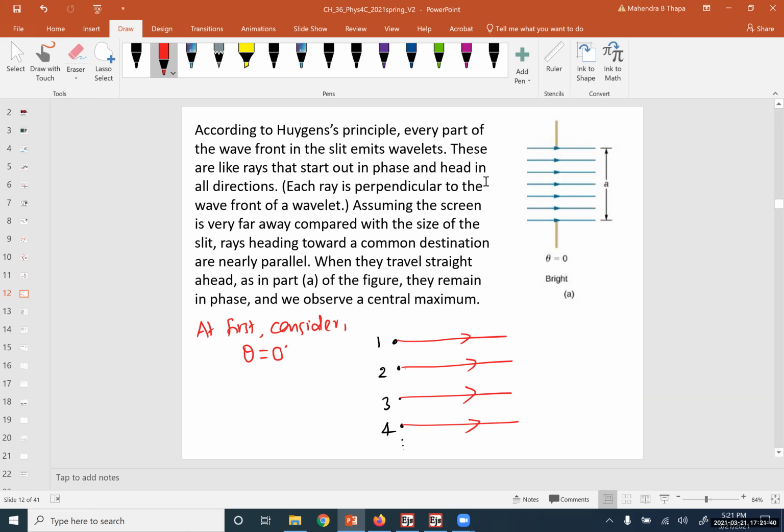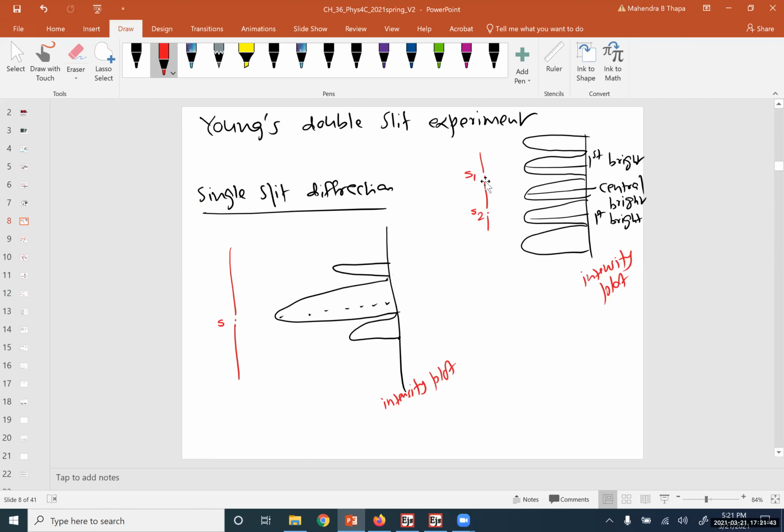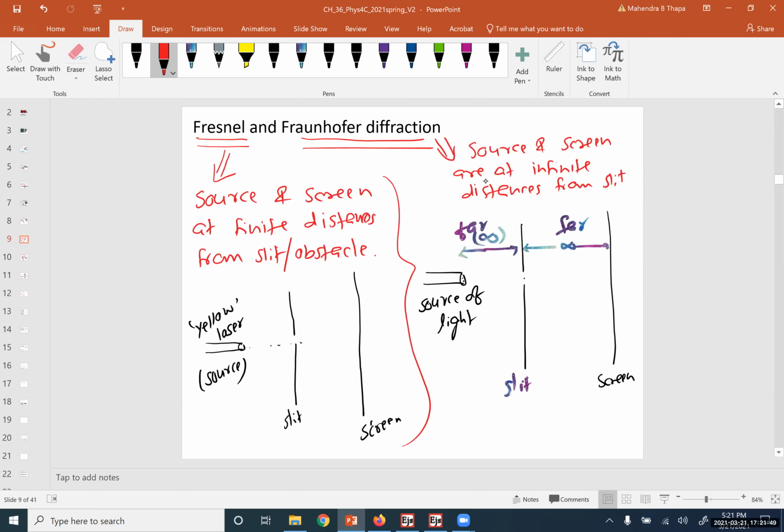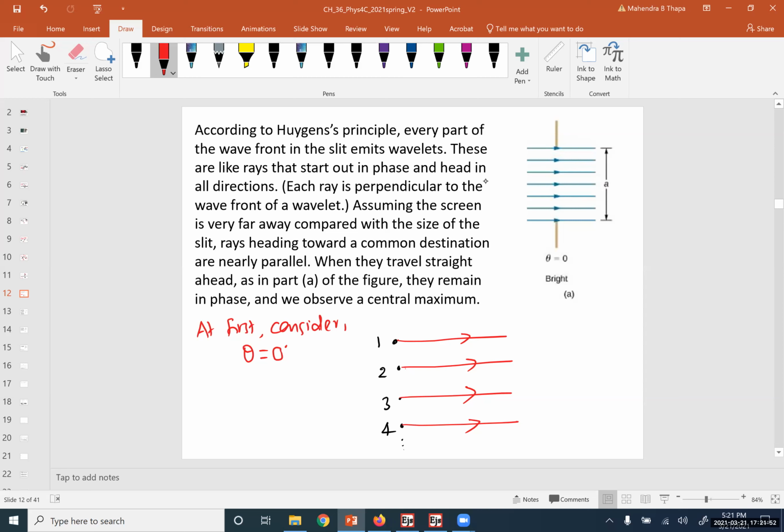So what does it mean by central bright? Let's see again the picture we have seen before. Say, for example, if this is the point we consider here, and this is the screen, this light also takes the same time to reach here. This light also takes the same time to reach here. So they're all in phase. The light reaching the screen is all in phase. That's the reason we get the central bright. This is the first scenario.